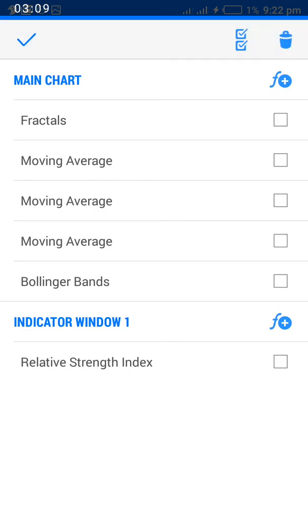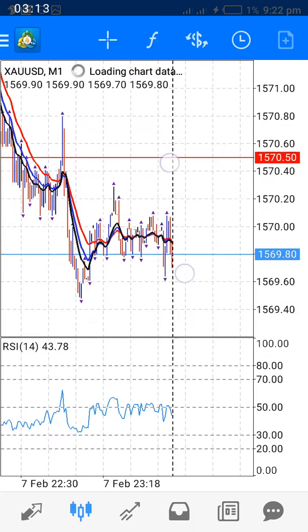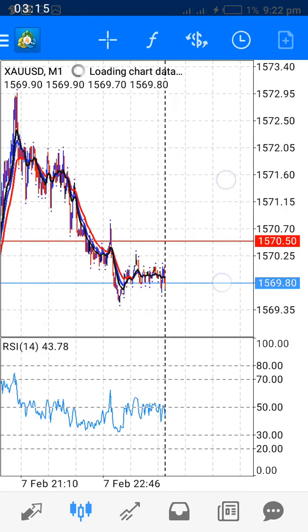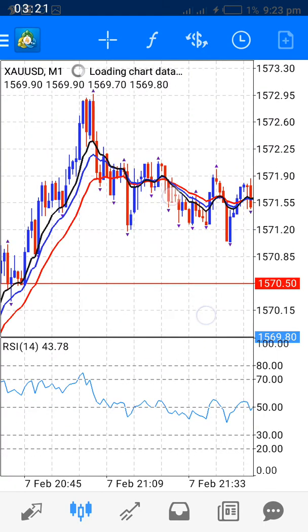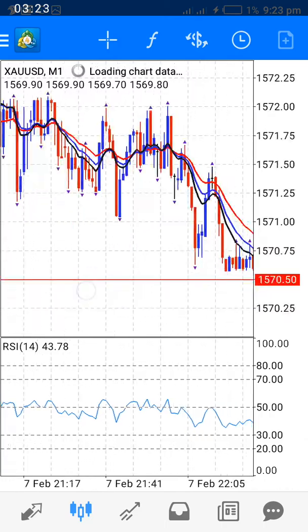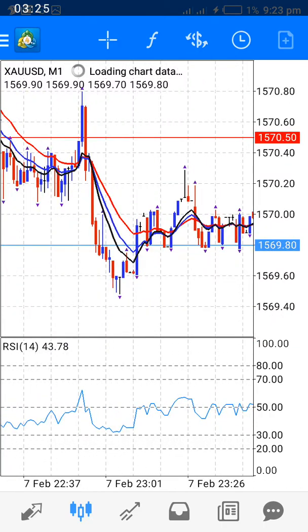Let me delete the Bollinger Band. It will be in form of this. Can you see the candlestick? Your own will be in the form of this candlestick. It's going up, it's coming down.